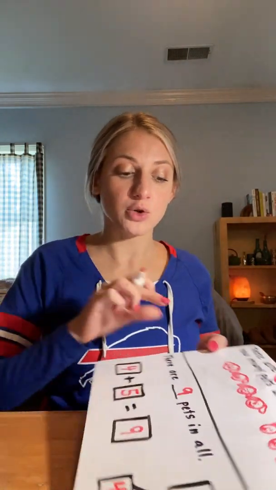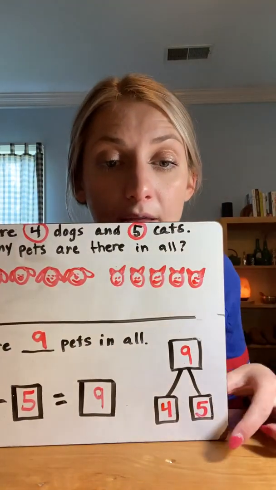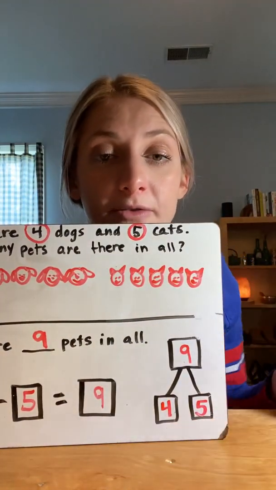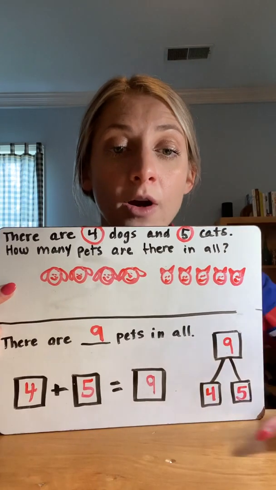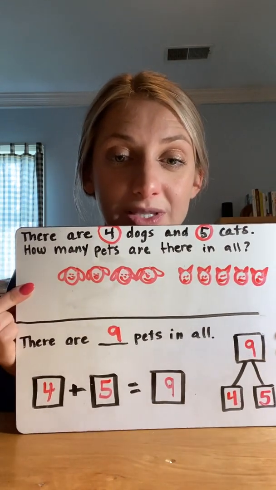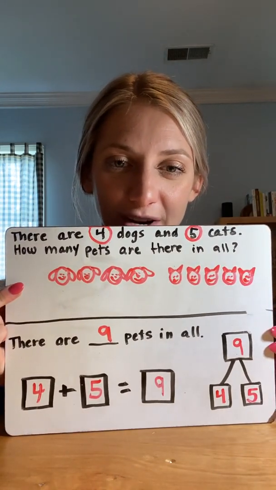And then I have my 2 parts connected to the lines, 4 and 5. So I know 4 plus 5 equals 9. Very good.